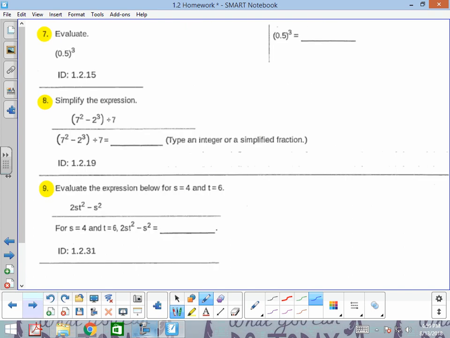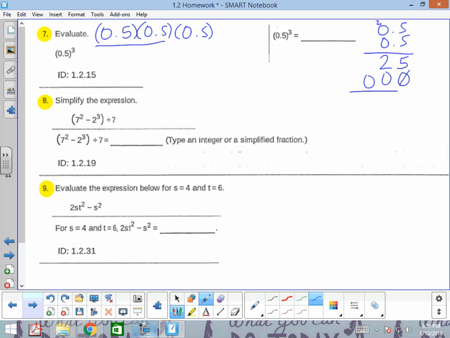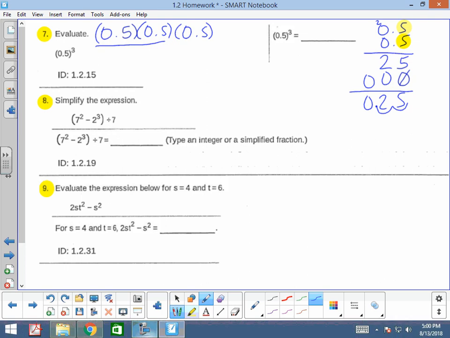All right, number 7. So this is 0.5 cubed. That means we're going to multiply 0.5 times itself 3 times. So first, let's do 0.5 times 0.5. When we're multiplying decimals, we're going to multiply 5 times 5. Carry my 2. 5 times 0 plus 2 is 2. If you want to go ahead and do the bottom, 0 times 5 and 0 times 0. Now we have 2 numbers to the right of the decimal in our problem, so it means we're going to move our decimal 2 times to the left. So this is 0.25.